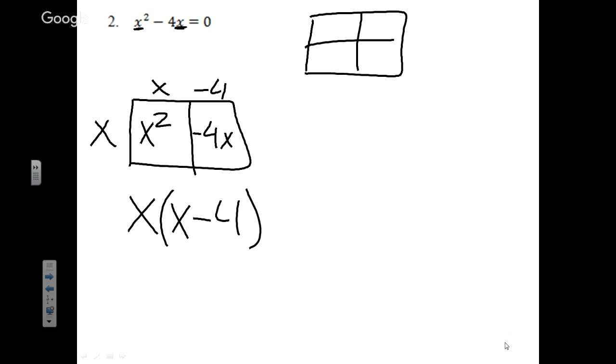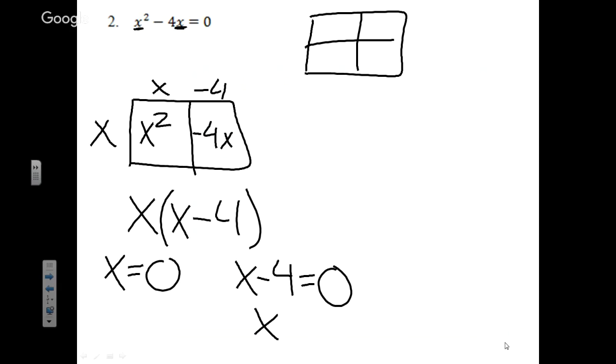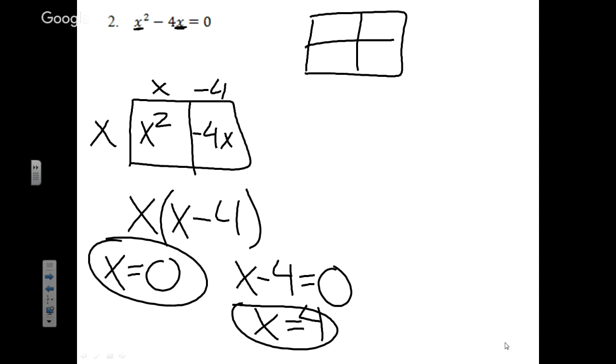One of these has to be 0. So if x is 0, then you have that. So that's one possible answer. And then if x minus 4 is 0, then you have that. And you can just solve that real quick by adding 4 to both sides. You get x equals 4. So you have x equals 0 and x equals 4 for your 2 answers.